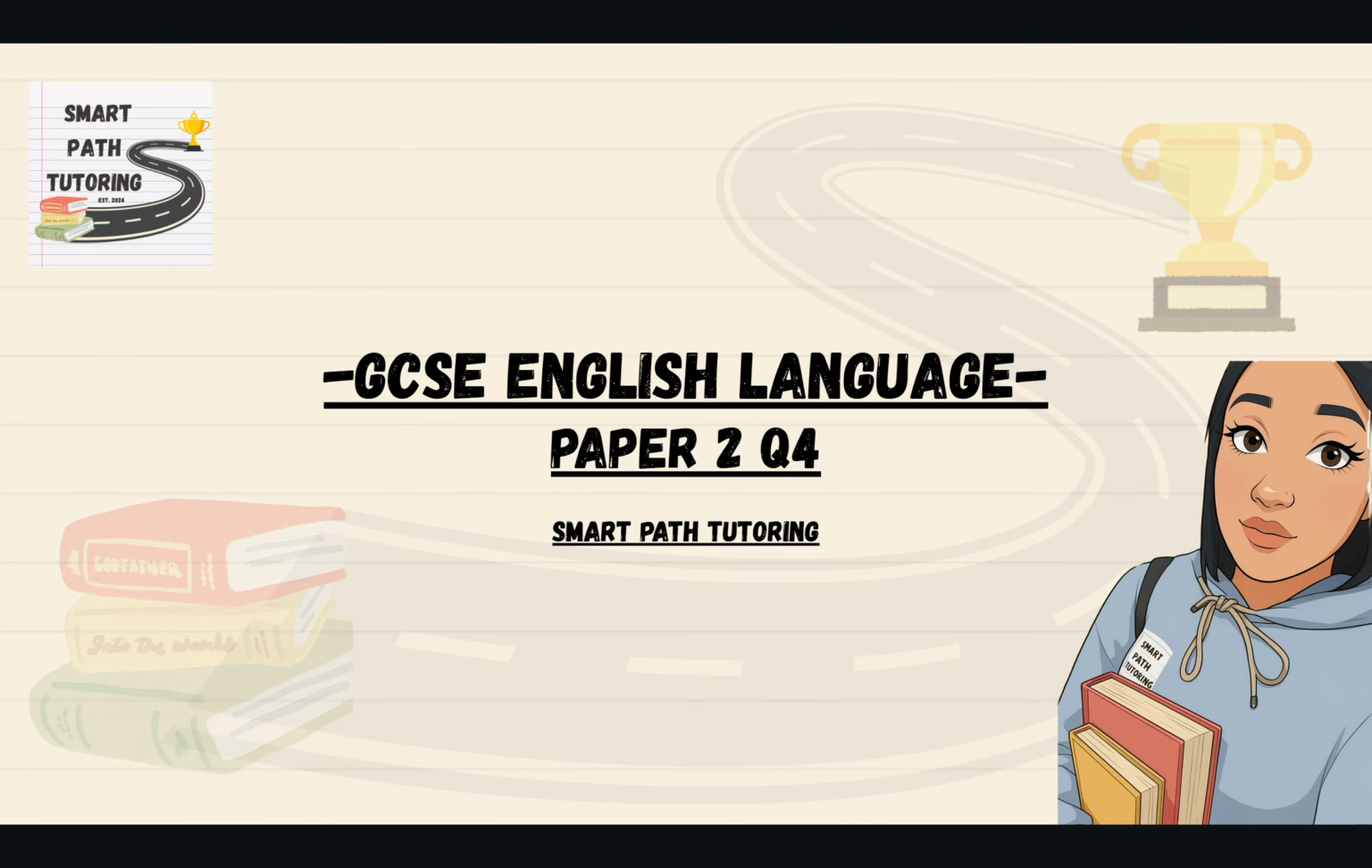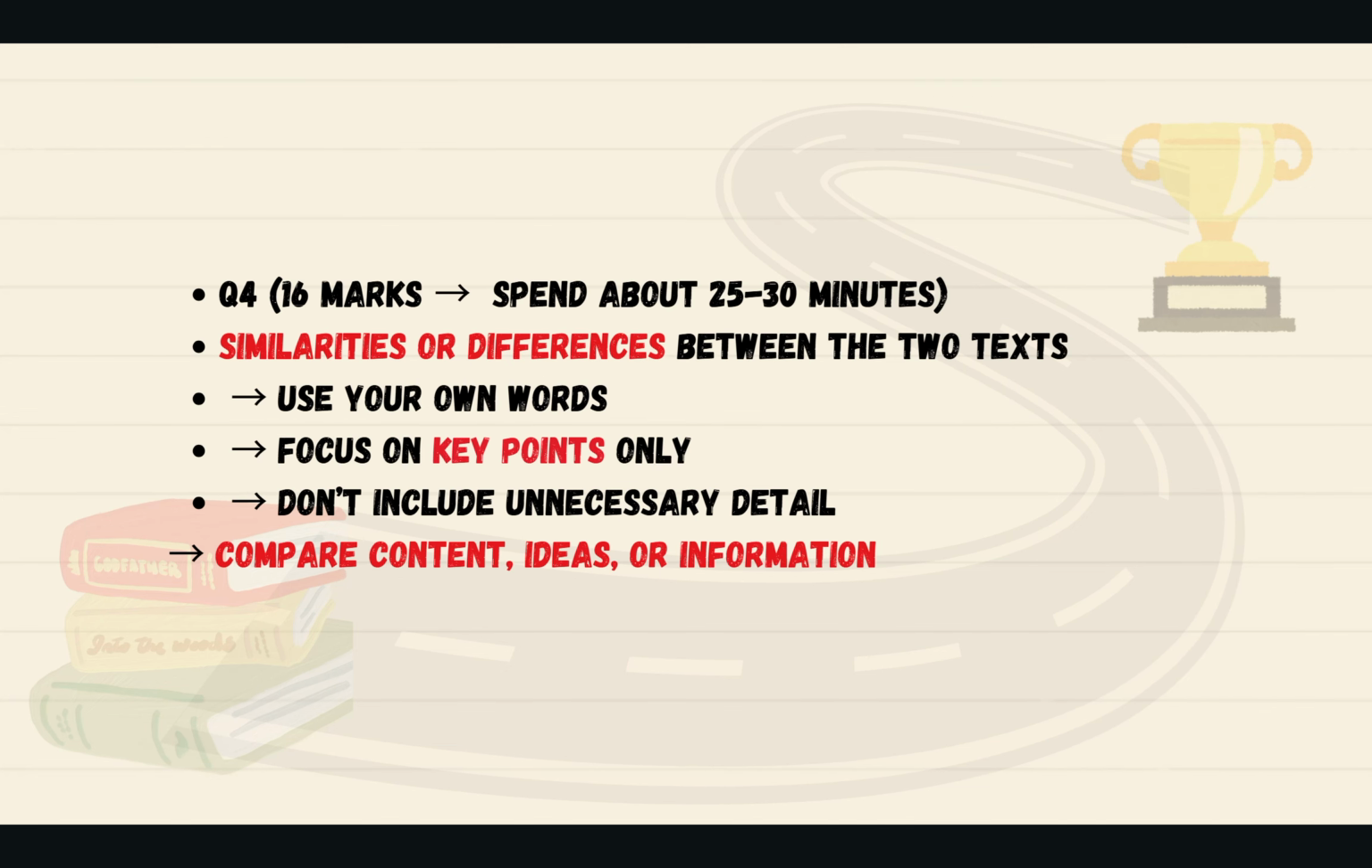In this video we're going to have a look at GCSE English Language and we're going to focus on paper 2 question 4. When we look at paper 2 question 4, we have to notice it's asking us about the similarities or differences between two texts. It is worth 16 marks and I'd recommend spending about 25 to 30 minutes on this question.